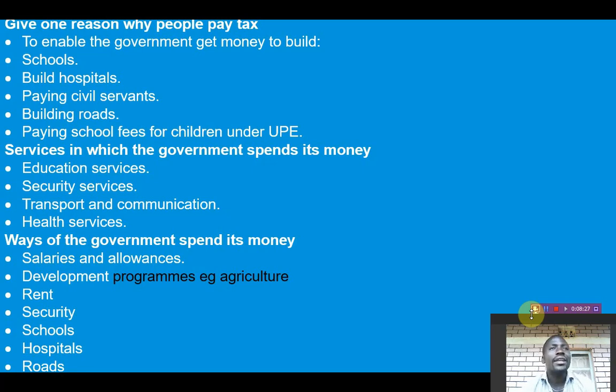Then there is the rent. Sometimes you realize government offices are supposed to be in buildings, but those buildings are not readily available, so they will have to rent a house to put up an office. Then security, paying soldiers, paying policemen, all that requires money.